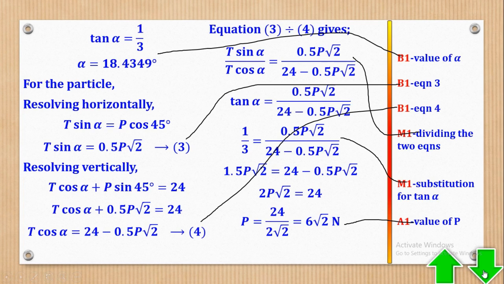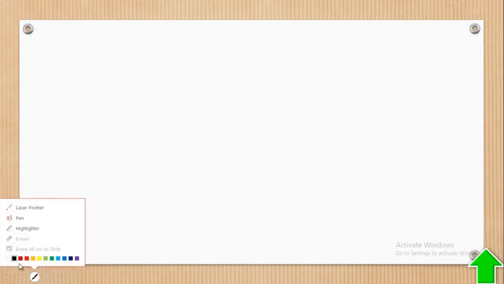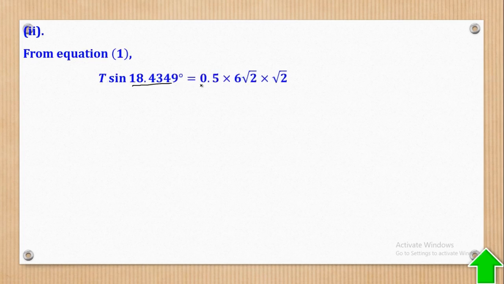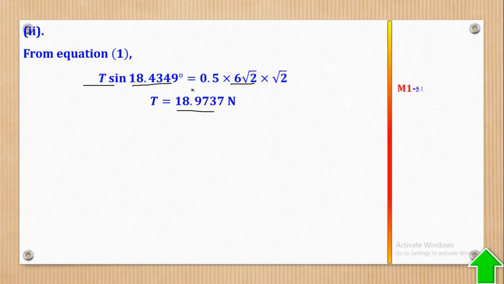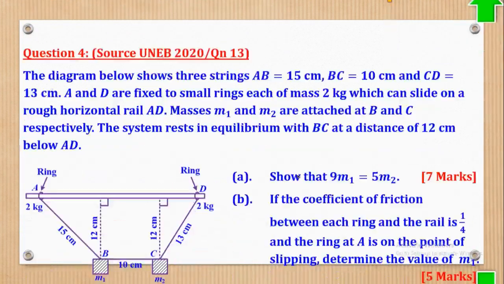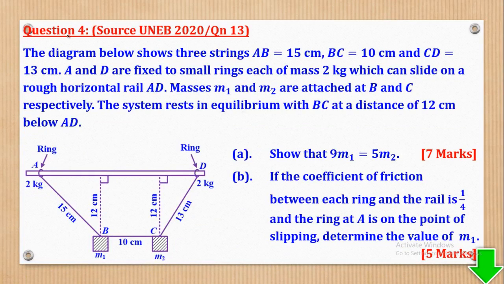So what is left is to get the tension. So we have said that from equation 1, T sine, I'll substitute for alpha, and for P to remain with T as the only unknown. Therefore T will be equal to 18.9737 newtons. So for this part, M1 is for substitution and A1 is for the value of T which they want. So that has been question 3. Now we shall go to question 4.